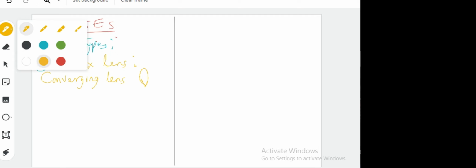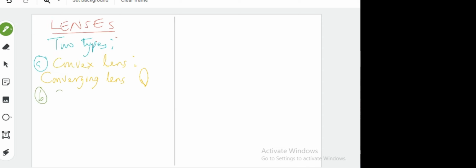Then the other one is concave. Concave lens or diverging lens. It's as a result of what it does to light. Let's start with convex. In fact, we'll eventually deal with convex, but I'll just give you an overview of both. If a light passes through a convex lens, it focuses.